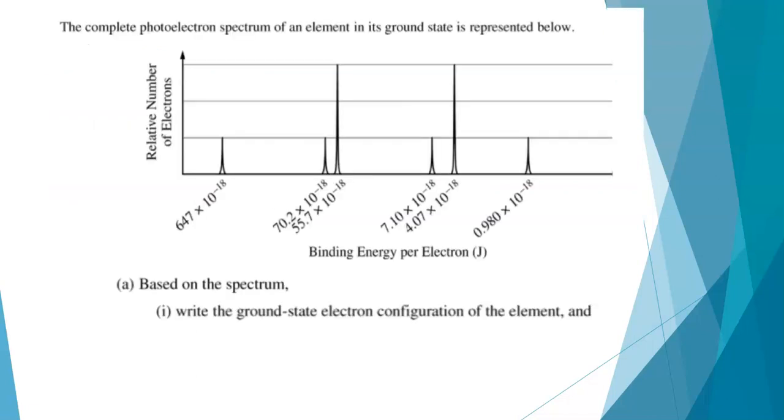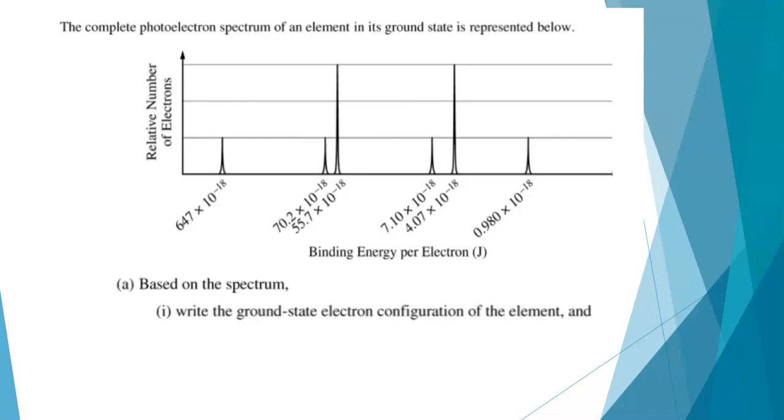The complete photoelectron spectrum of an element in its ground state is shown here. All right, so it's a complete spectrum, which means all of the electrons in the atom are represented. And it's in the ground state, so all the electrons are in their lowest energy levels. For these PES spectra, the x-axis is the binding energy per electron. How much energy do I have to put in to kick electrons out of the different sublevels? And then the y-axis is the relative number of electrons, just as it's labeled.